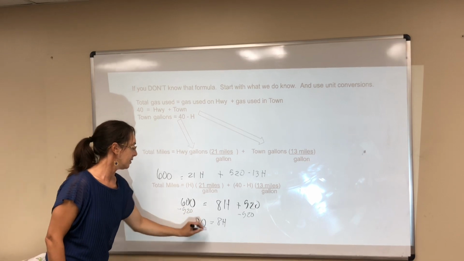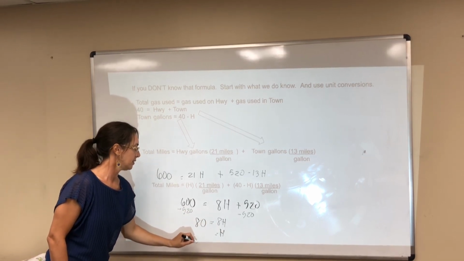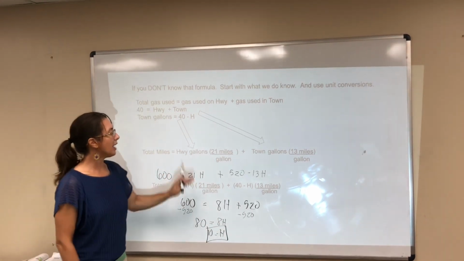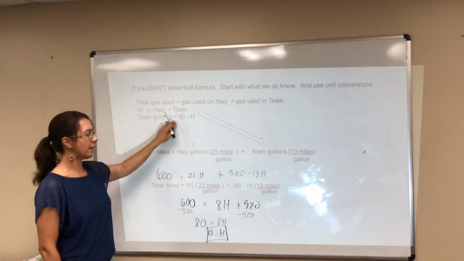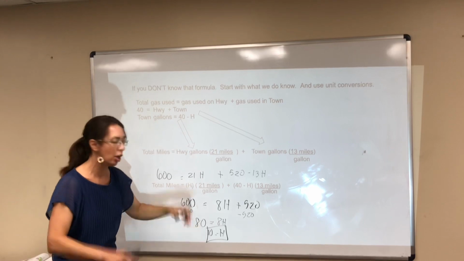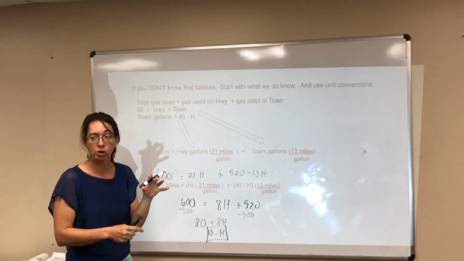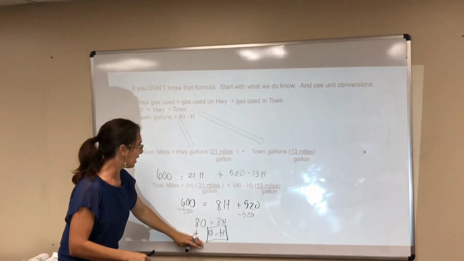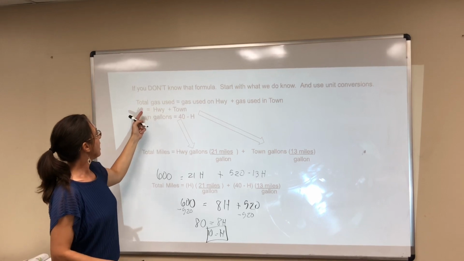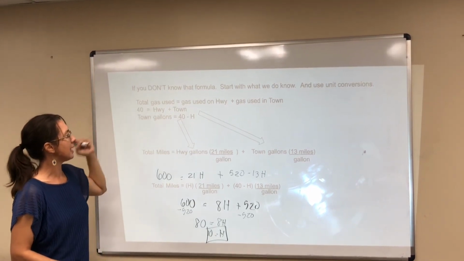80. H equals 10. Okay. Now, had we picked the other one, we would have to subtract it from 40 to find the right one. So now we say H equals 10. What did I assign to H? This is why it's always important to write down what you're doing. H equals 10. Okay, so I'm going to put it up here. That means it's my highway gallons.